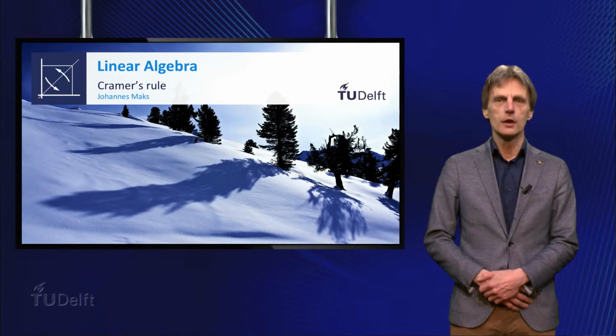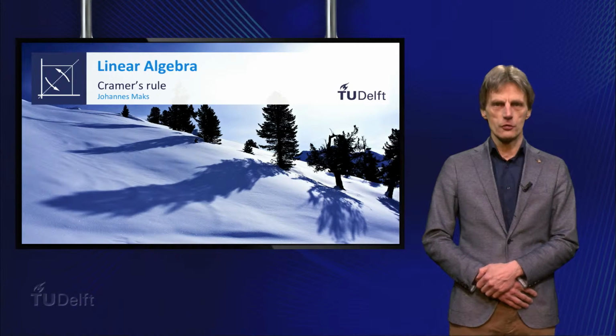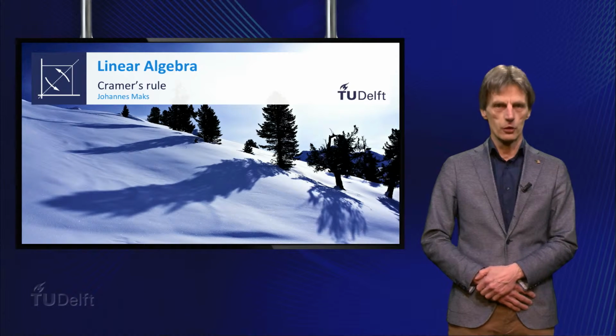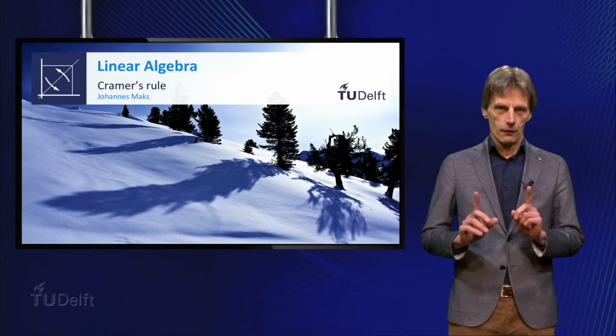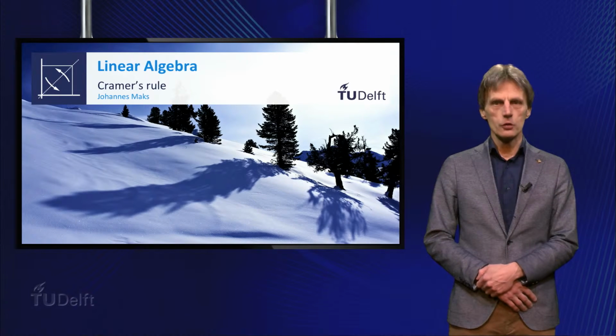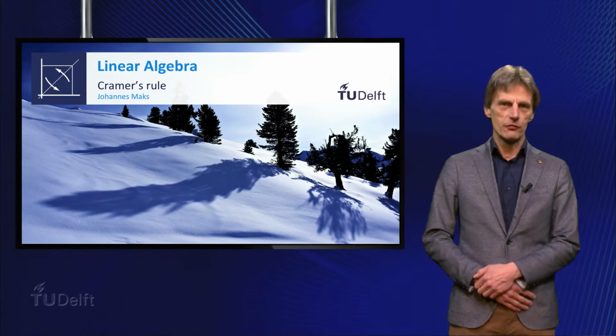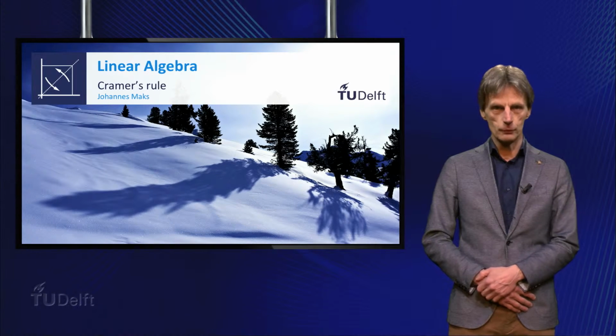More to the point, you're going to learn that for such systems each individual entry of the solution vector is equal to a quotient of two determinants. This technique is called Cramer's rule, named after the Swiss mathematician Gabriel Cramer, who lived from 1704 until 1752.